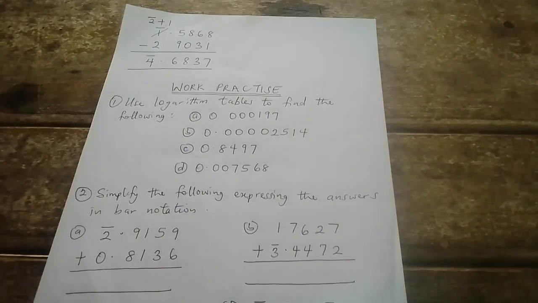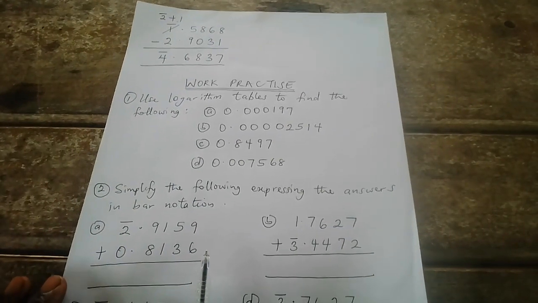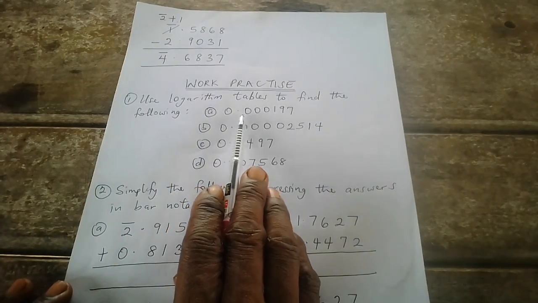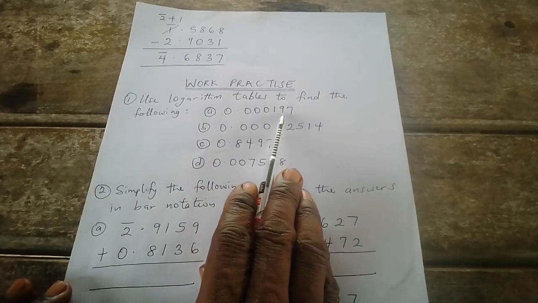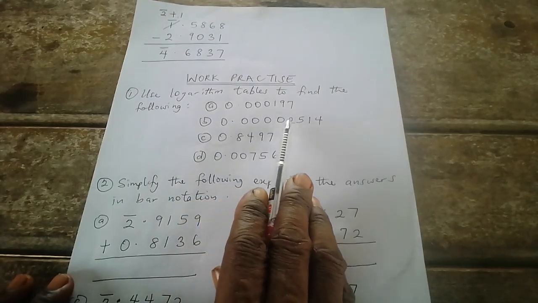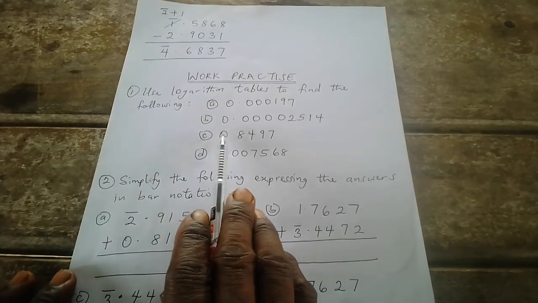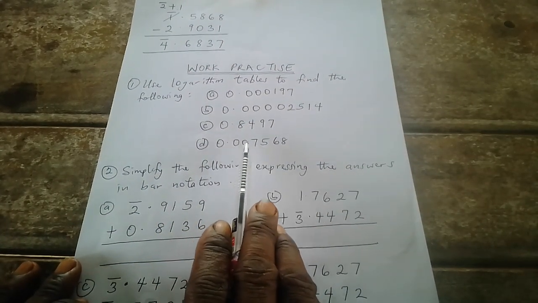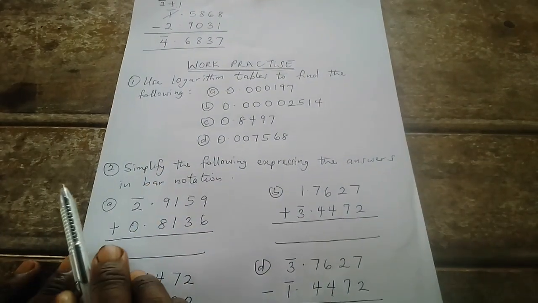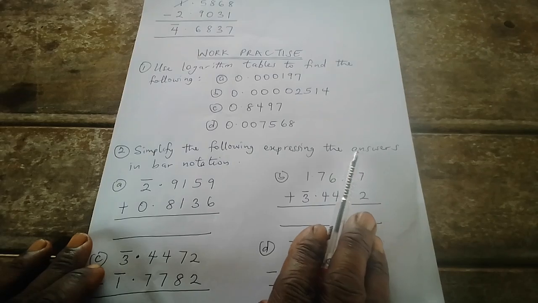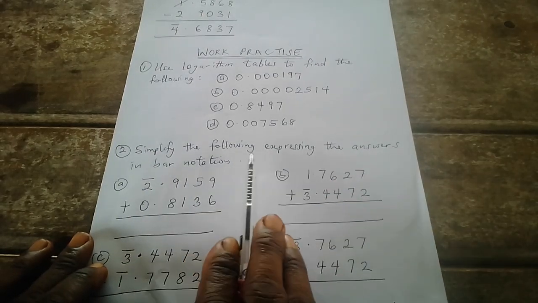So for the work practice, I want you to do this. Number 1. Use logarithm tables to find the following. A. 0.000979197. B. 0.00002514. C. 0.8497. D. 0.007568. Number 2. Simplify the following expressions, expressing the answers in bar notation.